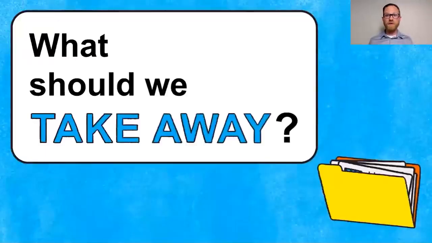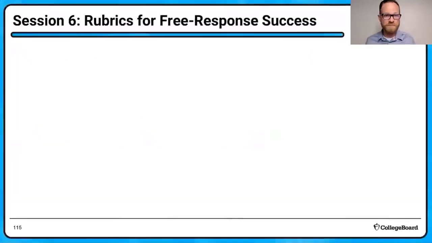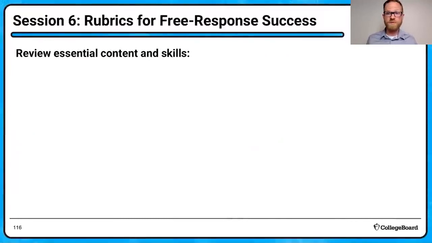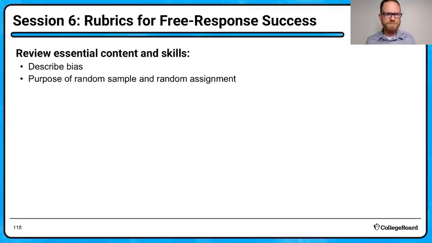All right, let's talk about what we should take away from this session number 6 here. So I'm going to go back to the goals from the beginning of the session, the first of which was to review some essential content and skills. And we had a wide range of things that we talked about in this session. The first of which was to be able to describe bias. Remember 3 things: identify the bias, explain why it creates bias, and then give a direction.